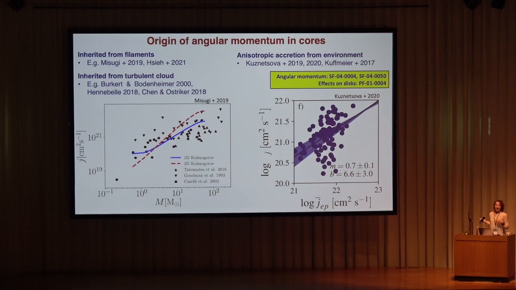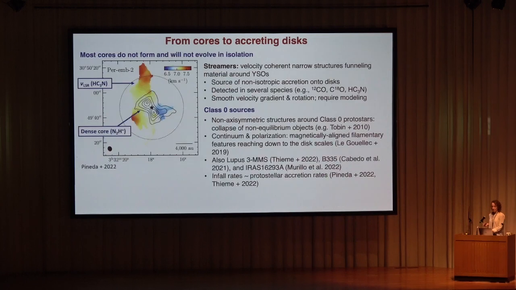And also anisotropic accretion from the environment, where this shows the angular momentum of the core, and then the angular momentum of episodic accretion onto the core from the surroundings. And what the study finds is that the angular momentum can be randomized and increased by quite a bit from accretion from filamentary structures in the outside layers onto cores. So for cores to accreting disks, most cores do not form and will not evolve in isolation.